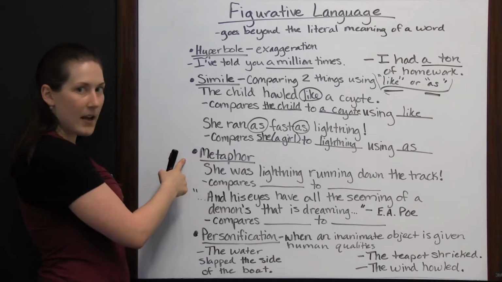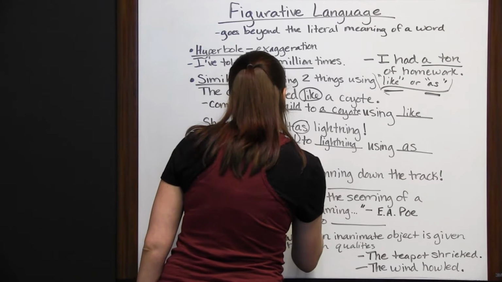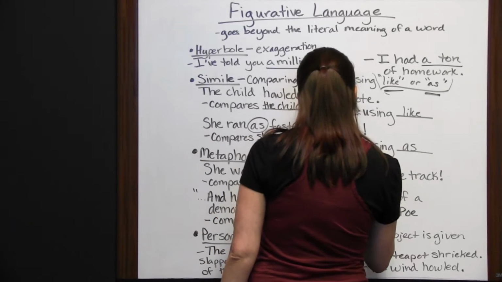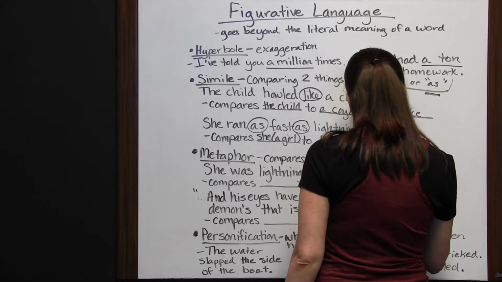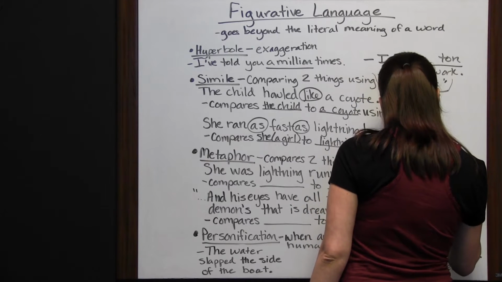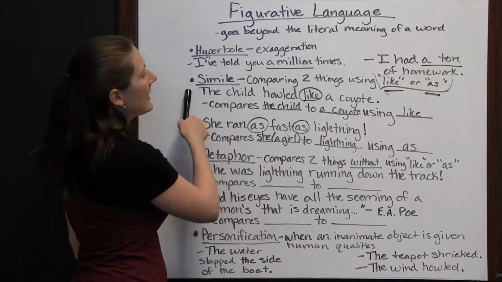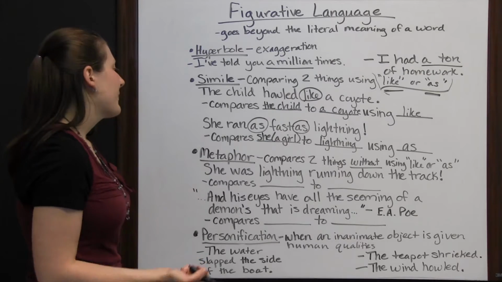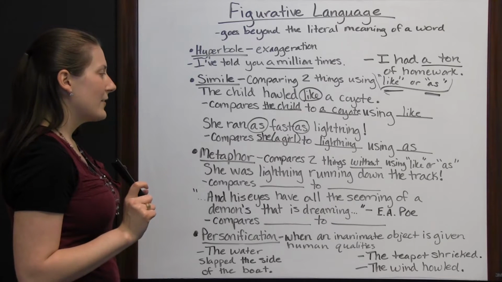It could be a metaphor, which compares two things without using like or as. And that is really the big difference between a simile and a metaphor. A simile uses like or as. A metaphor does not use like or as. So let's look at some metaphor examples. She was lightning running down the track.